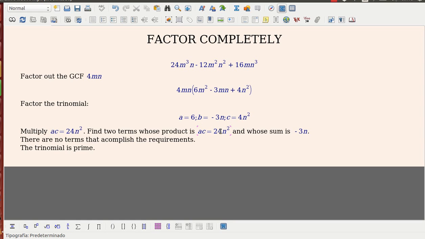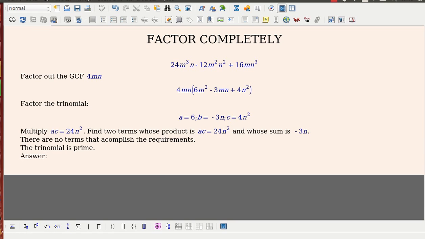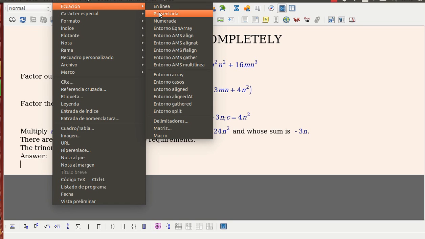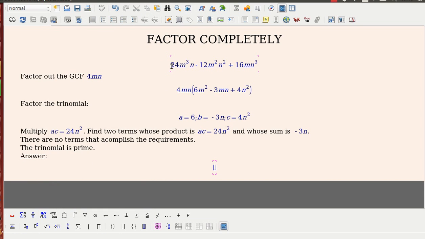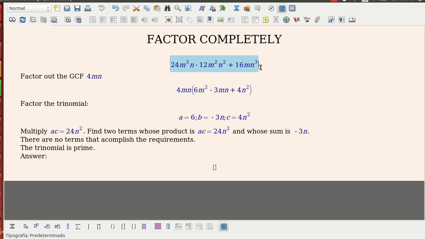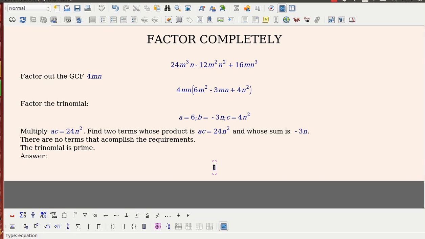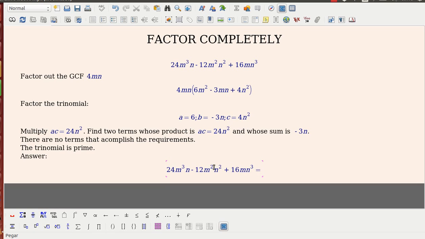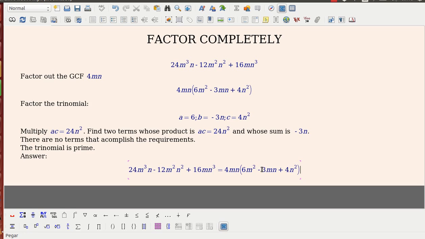This is the final factoring. We factor completely the trinomial. So the answer is that 24m cubed n minus 12m squared n squared plus 16m n cubed equals 4mn times 6m squared minus 3mn plus 4n squared.